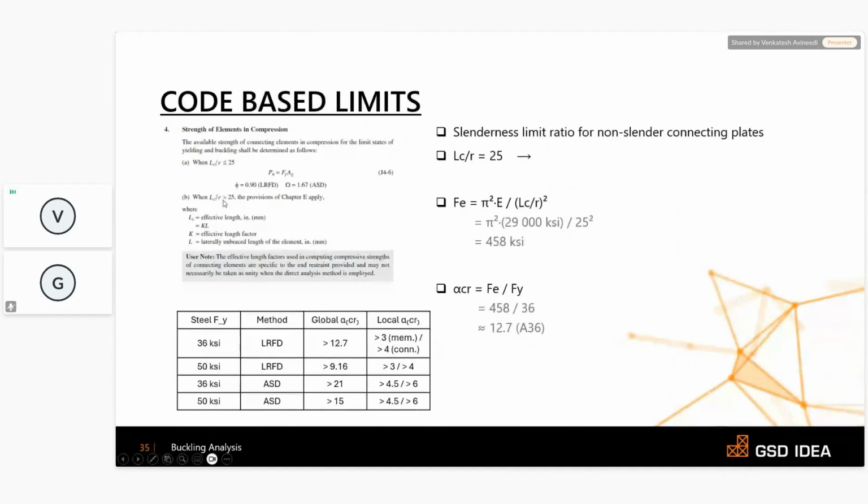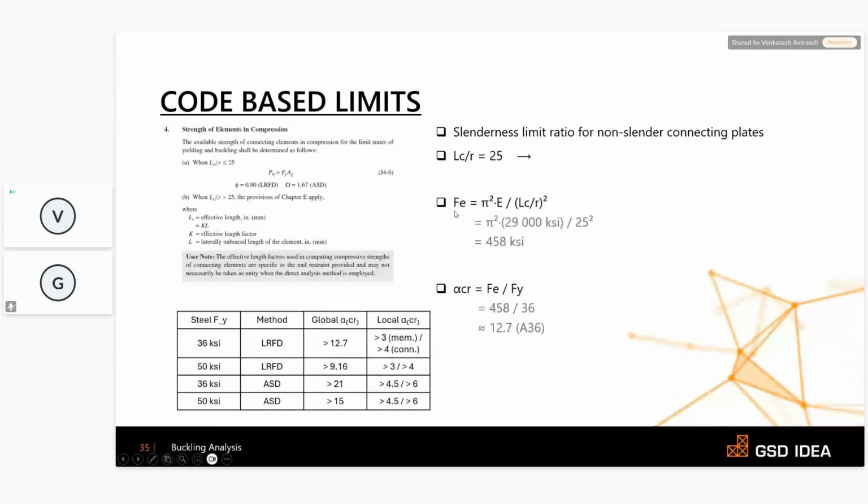design compressive capacity. But to get this yield capacity, the condition is Lc/r less than or equal to 25. What happens if this condition is not met? There is a second equation, equation B, but it considers the reduced yield capacity. IDEA StatiCa does not go to the secondary equation. It will consider the full yield capacity. So the condition considered for this calculation is Lc/r less than or equal to 25.